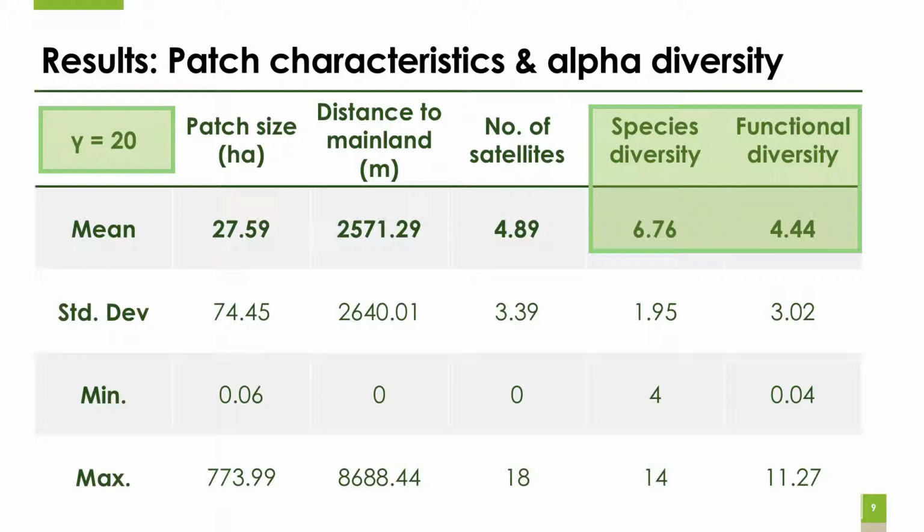And our patches overall were roughly about 27 hectares in size. Each of those had an average of about 5 satellite patches surrounding it. It equated to species diversity of just under 7 and a functional diversity of 4.44. But what did this mean in terms of our predictions for species diversity and functional diversity?